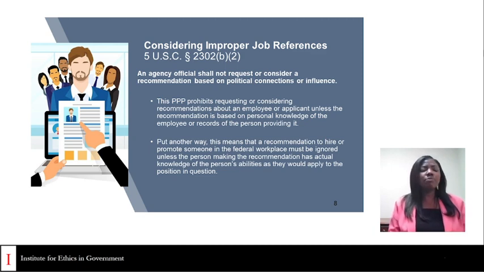Now, say instead Bill had provided this recommendation letter and Senator Jackson could actually attest to Bill's abilities to serve in that position, to serve as an accountant. Could attest to the fact that Bill had the skill set necessary to serve as an accountant. There was that personal knowledge there. If the personal knowledge was there, then it would not be a violation of B2.